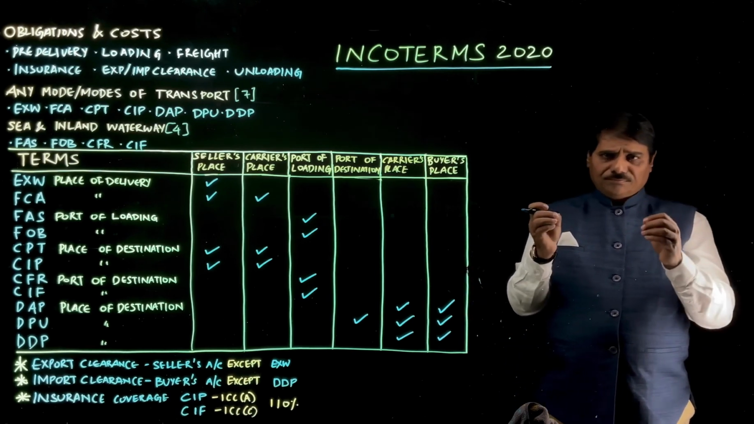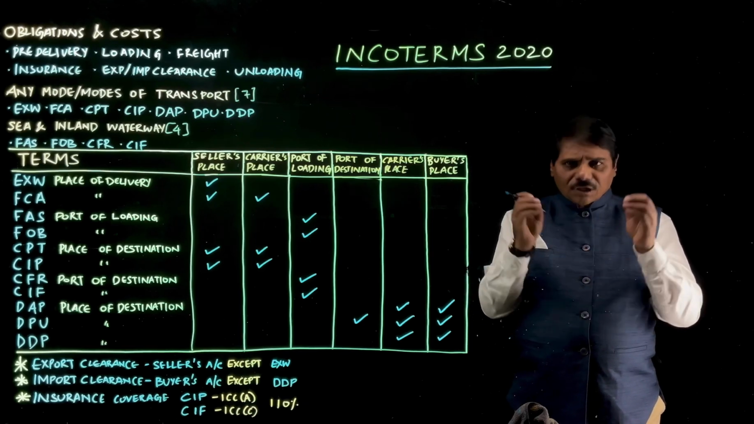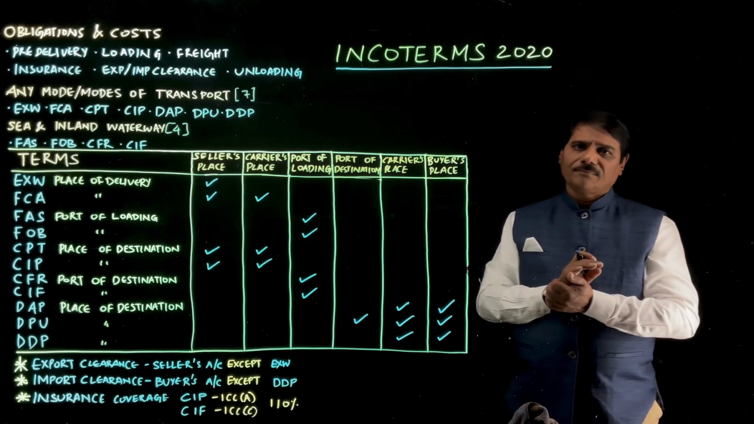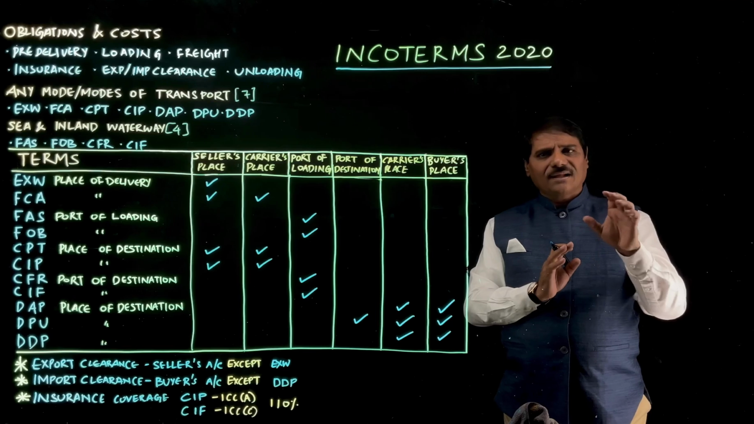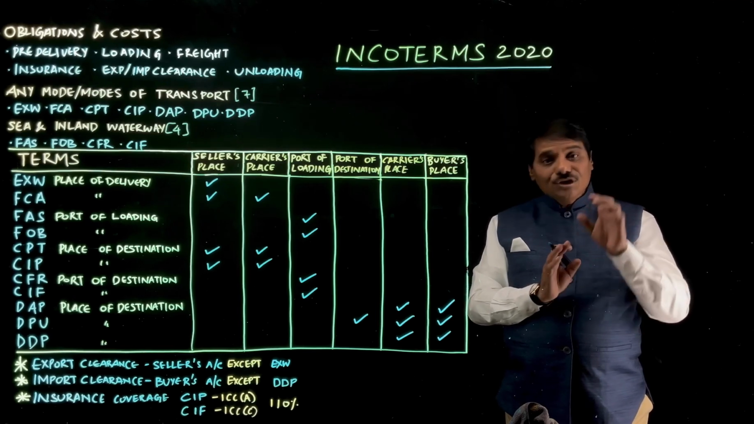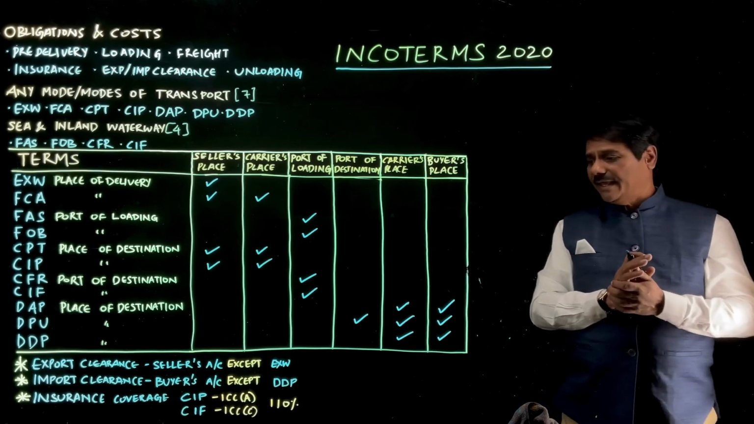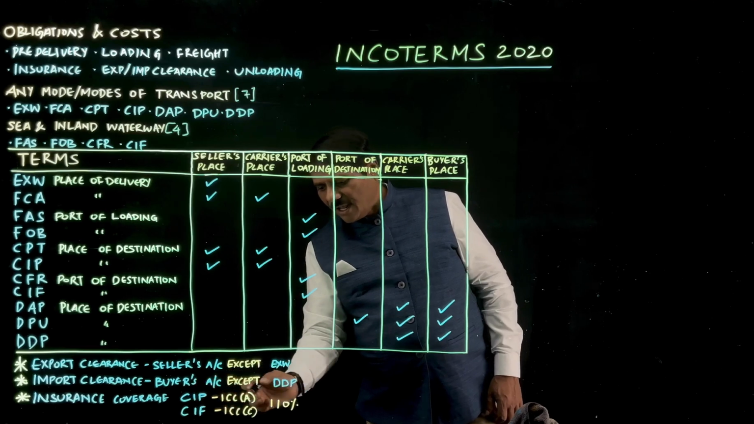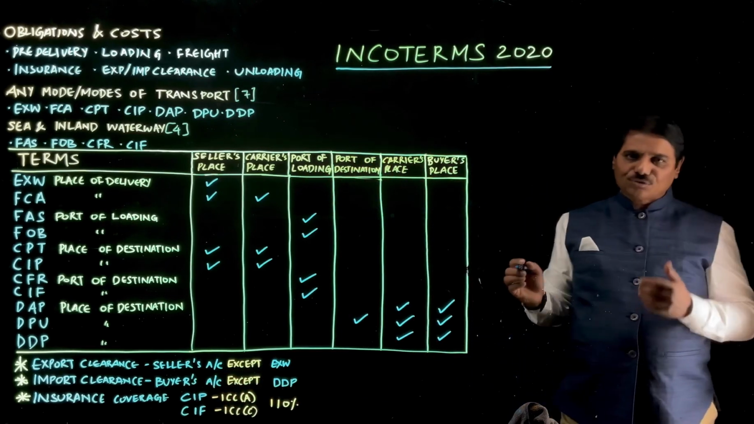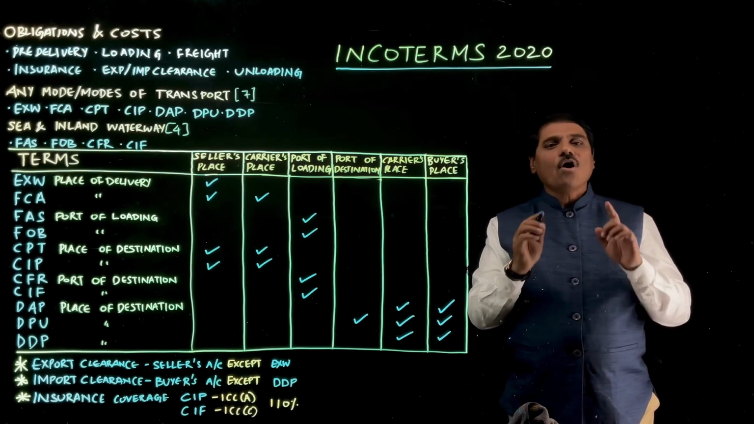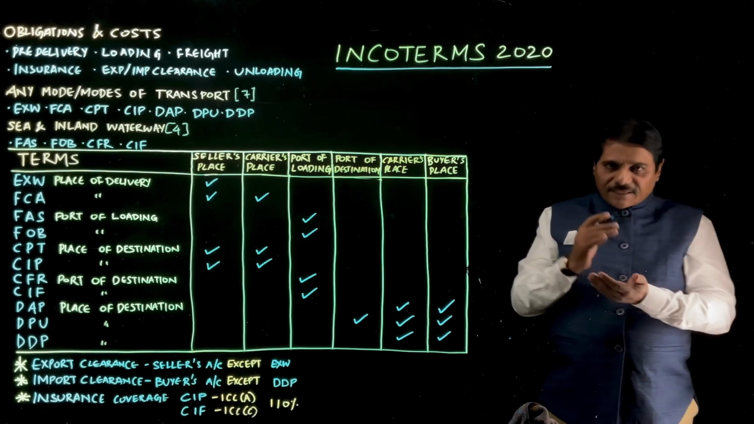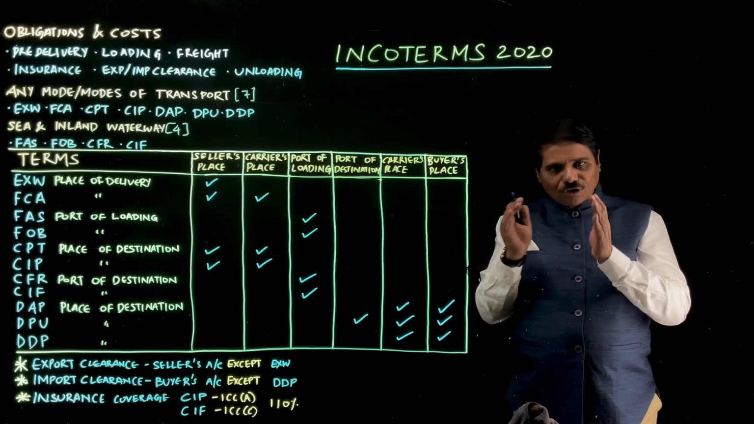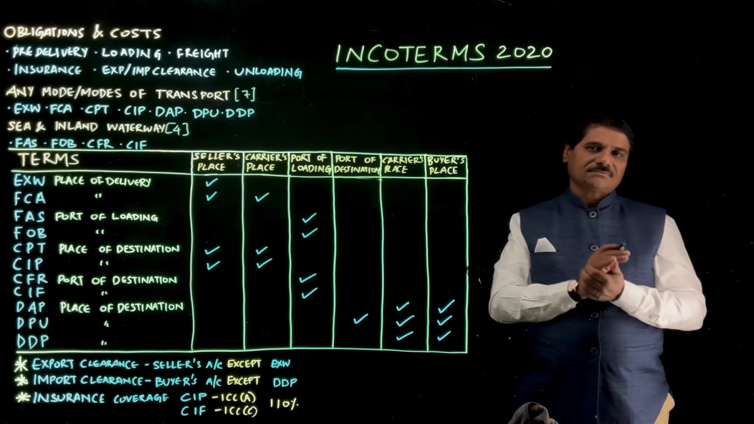Suppose you do not mention in the sales contract what risks are to be covered. Then you, as a seller, must cover the Institute Cargo Clauses A, ICC A. In case of CIP, ICC A, Institute Cargo Clauses A. A stands for all risks. That is the maximum risk. So it is an all-risk coverage policy. Institute Cargo Clauses A stands for all risks.